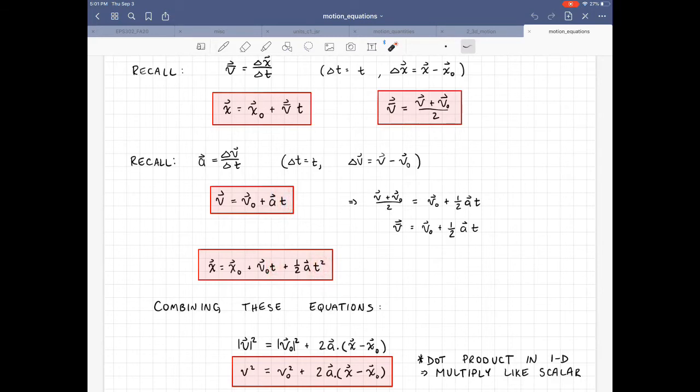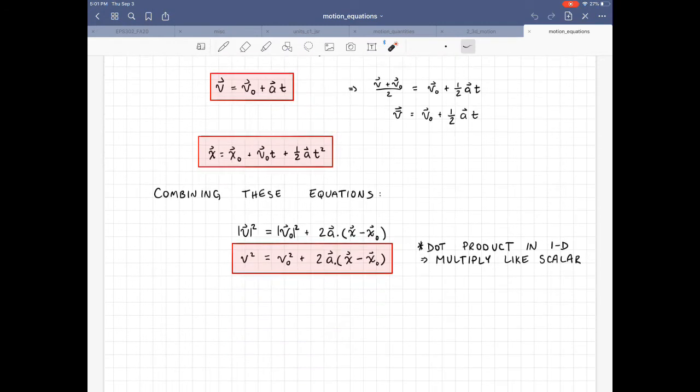So these are time-dependent expressions. It turns out that if you combine these two expressions, you can eliminate time and come up with a third expression, which is time independent. When we combine these two, we end up with a third kinematic equation. The way the book presents this: v squared equals v naught squared plus 2a multiplied by x minus x naught, or delta x.